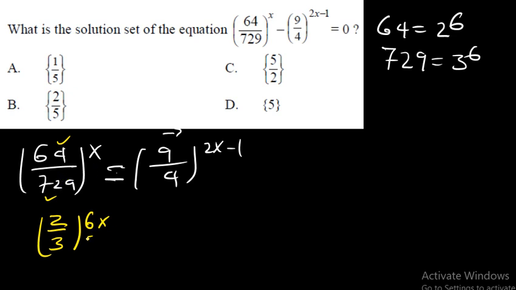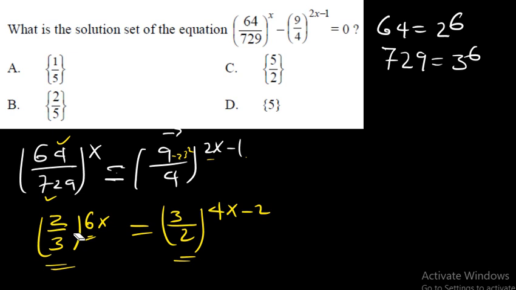That 6x will be for common, here it is, which is equal to, again 9 is 3 square and 4 is 2 square, so I can write 3 over 2 square, but that square multiply both of them, it will be 4x minus 2. Now try to see the base, they are not the same, but I can flip this one. It was 2 over 3, I can write it 3 over 2 and I can make the exponent negative.